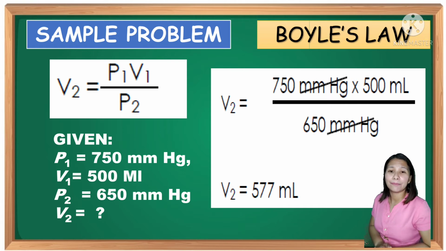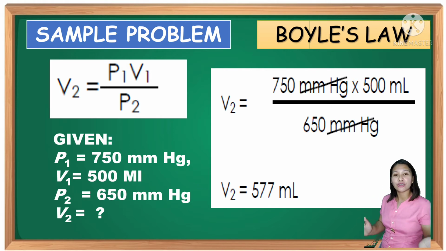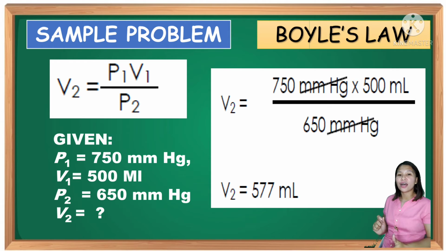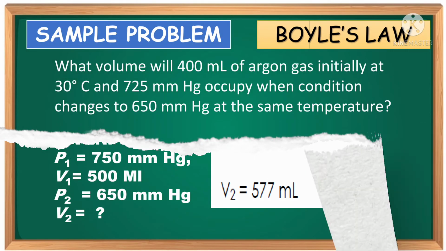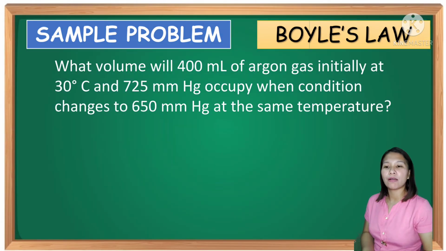Ma'am, why is it ml? It's because we already crossed out the millimeter mercury, and ml remains as the unit for the final volume. That's why we have the final answer of 577 ml. Let's have another example.